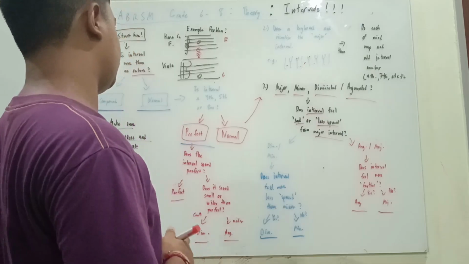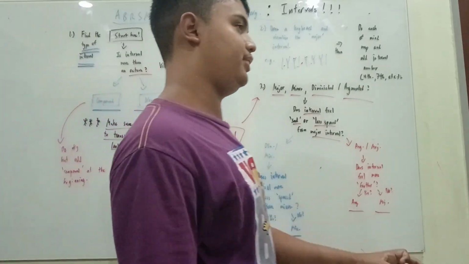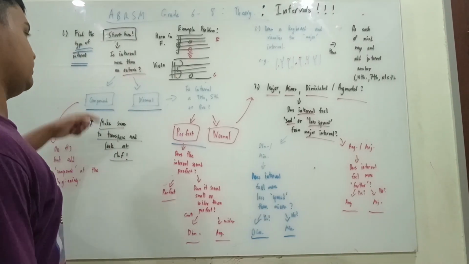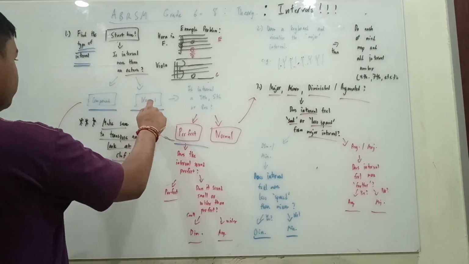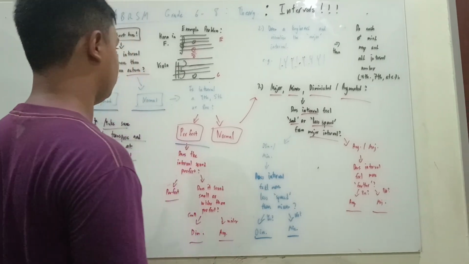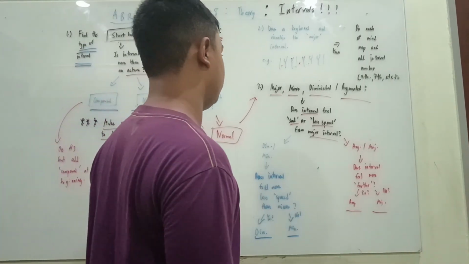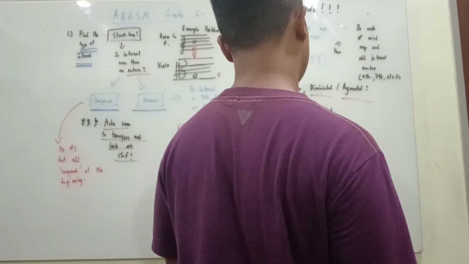Now we need to calculate the interval from G to E. In this case we'll just go through my mind map. Is the interval more than an octave? No, so it's going to be a normal interval. Is it an interval of 4, 5, or 8? No, so it's not going to be perfect at all. Now let's move on to the major, minor, or the major augmented side.